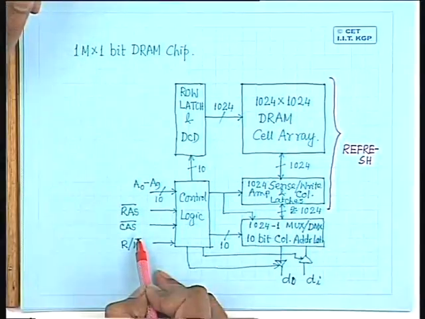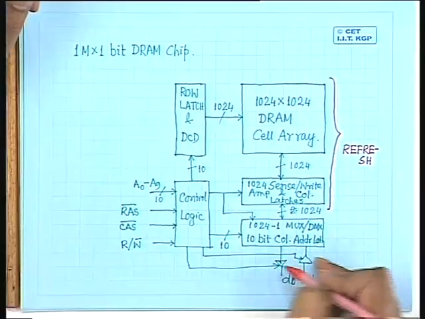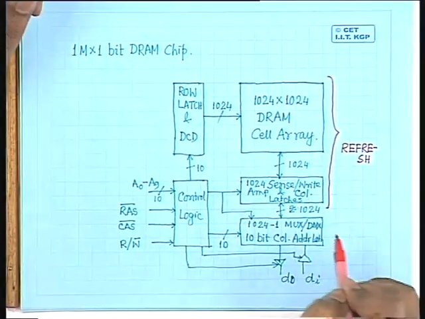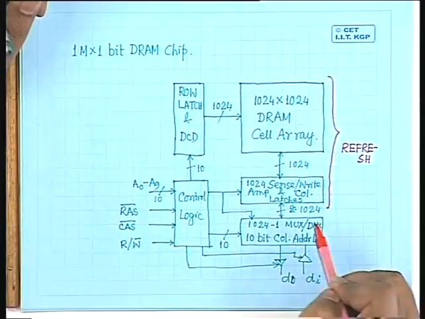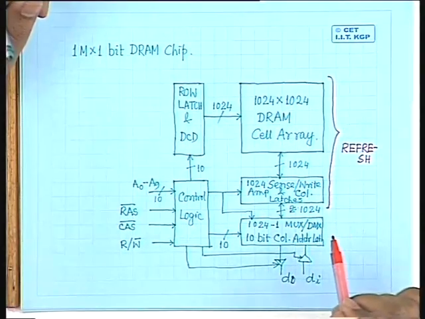In this case, your operation will be: you have to provide RAS bar followed by CAS bar, when either read or write operation will be performed along with refreshing. If you provide only RAS bar, no CAS bar, then read and write operations will not be performed on this DRAM cell array, but the operation which will be performed on the DRAM cell array is simply the refresh operation.